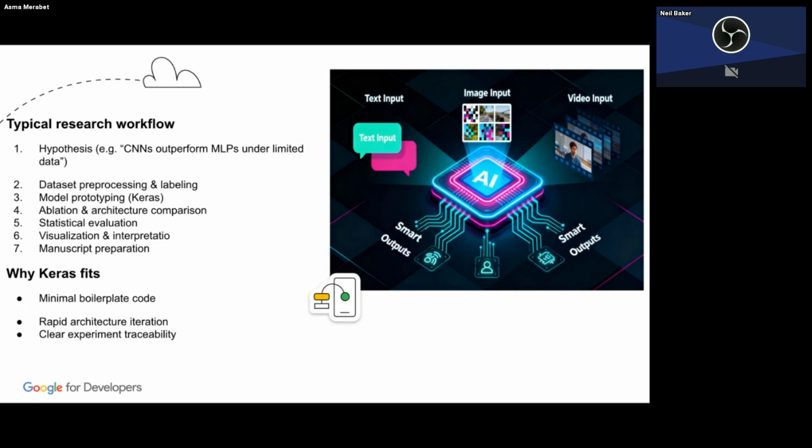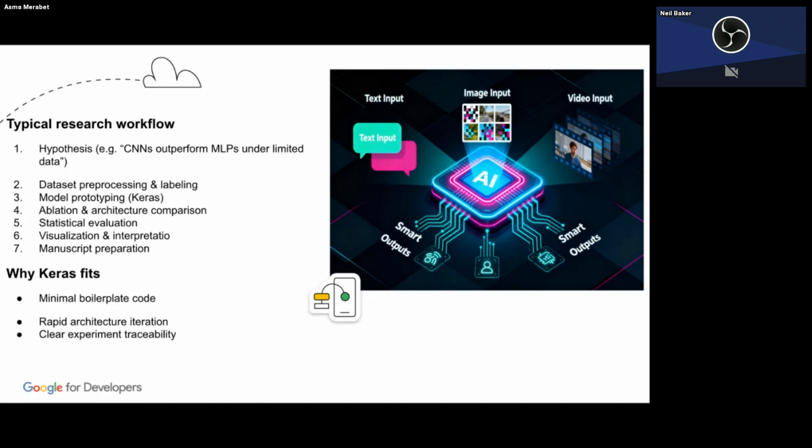So we are going to ask if we need, for example, a simple CNN baseline, or a vision transformer, or maybe a hybrid model, so we can do both. And then Keras helps us to build this model, test it, and also iterate it very fast.